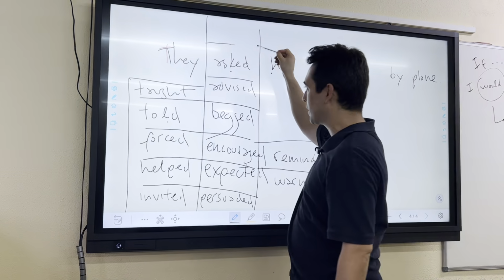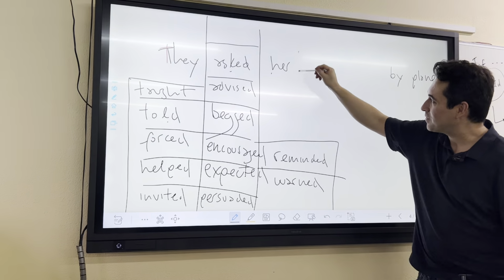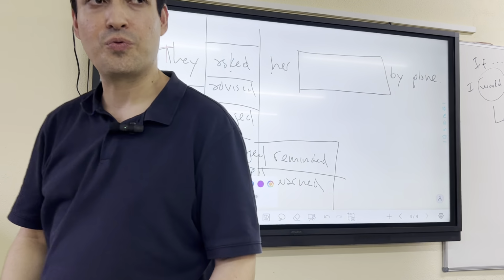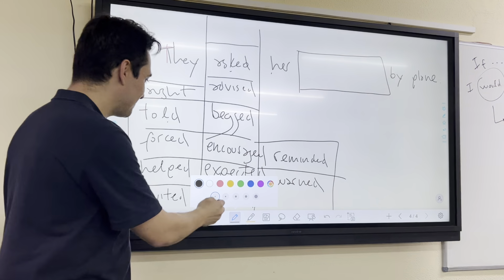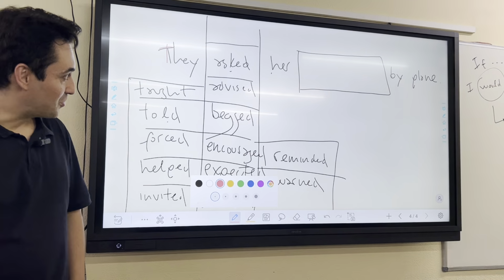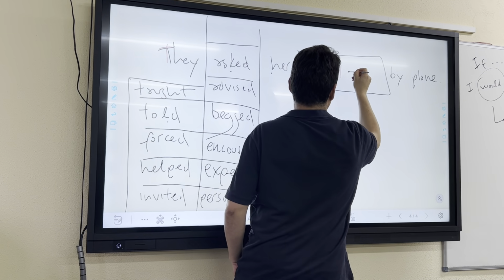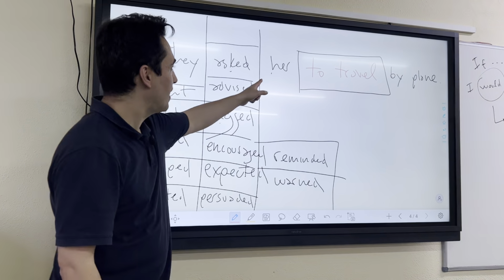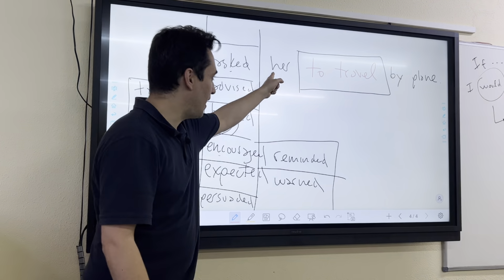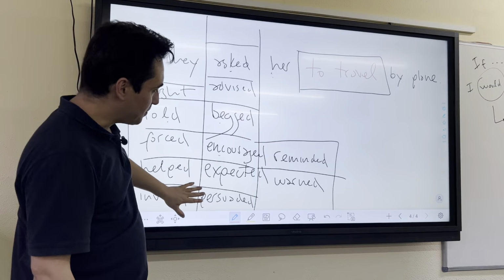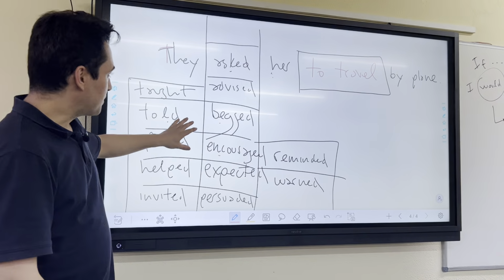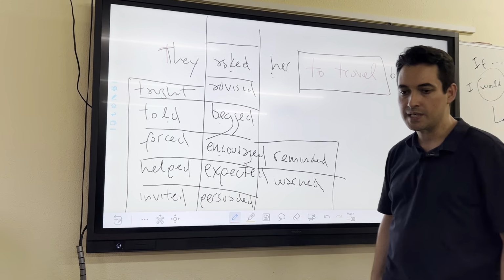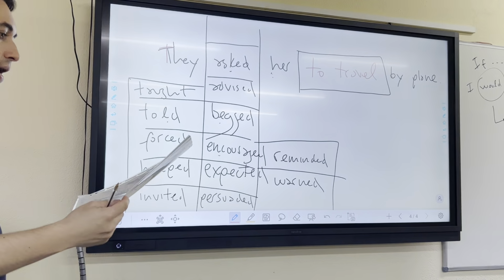All these verbs have something in common. They require... what do they require? Infinitive with to, infinitive without to, or gerund? With to. They asked her to travel by plane. They advised her to travel by plane. They begged her to travel by plane. They encouraged her to travel by plane. So all these verbs have something in common. All these verbs require infinitive with to.